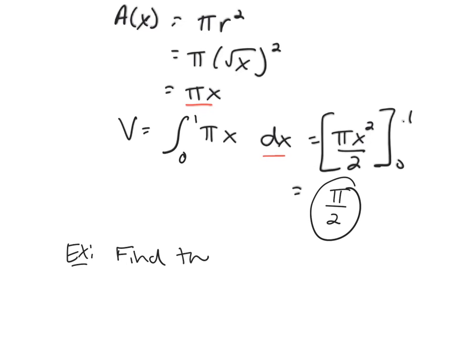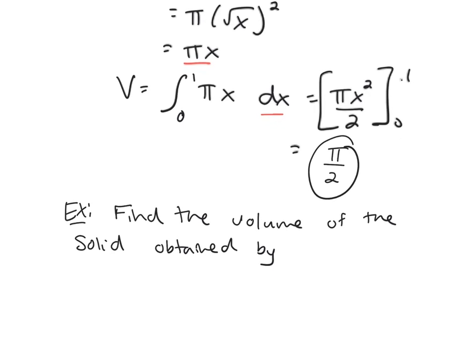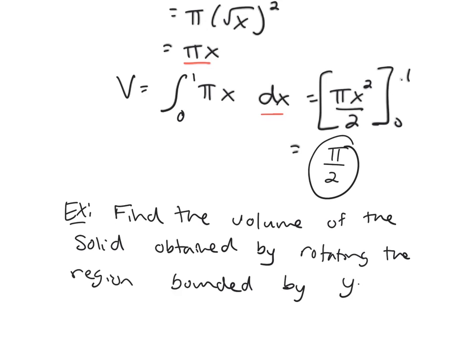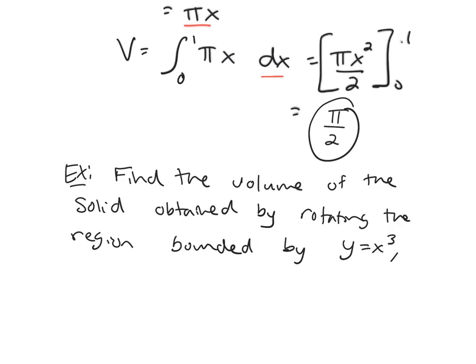Find the volume of the solid obtained by rotating the region bounded by y equals x cubed, and then we're going to do y equals 8 and x equals 0 about the y-axis.